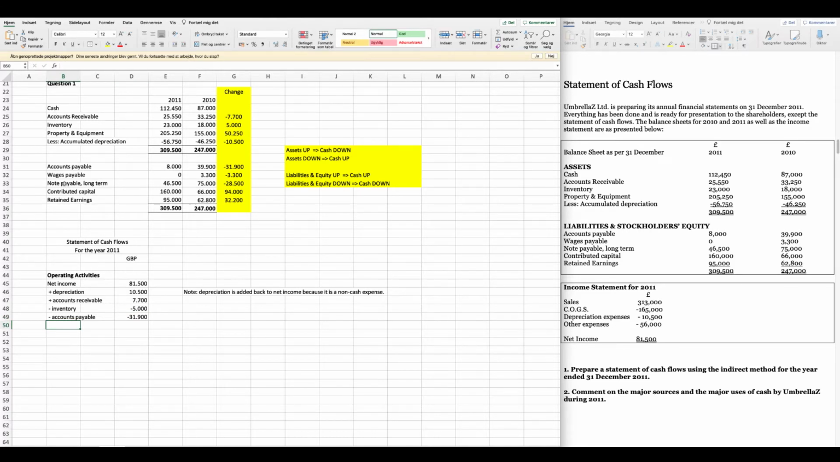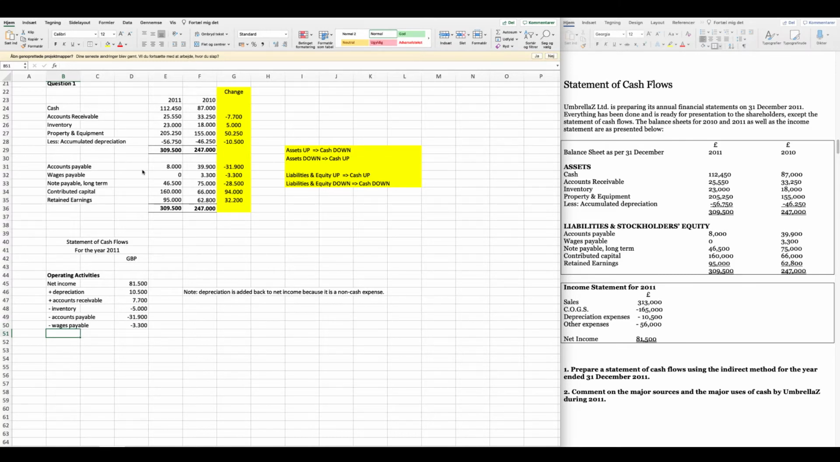Then we want to have a look at wages payable, which you can see goes down from 3,300 to 0, corresponding, of course, to a change of minus 3,300. So the cash effect is, again, negative because the liability goes down, and therefore we'll include a negative wages payable here and the amount of minus 3,300, like so.